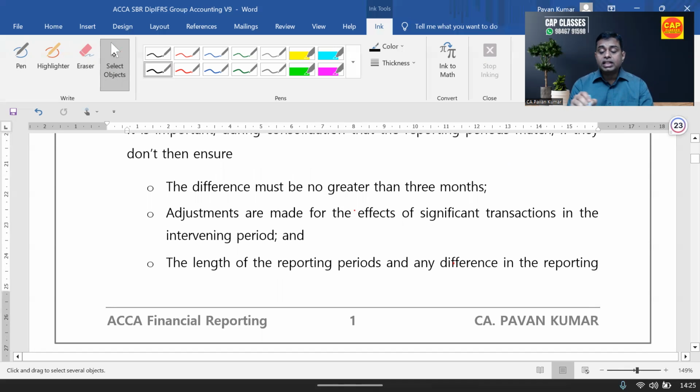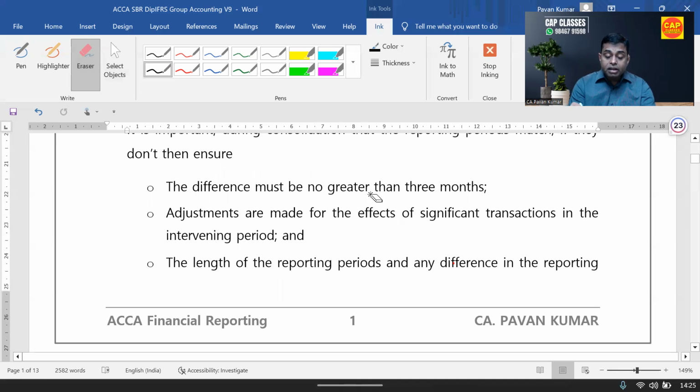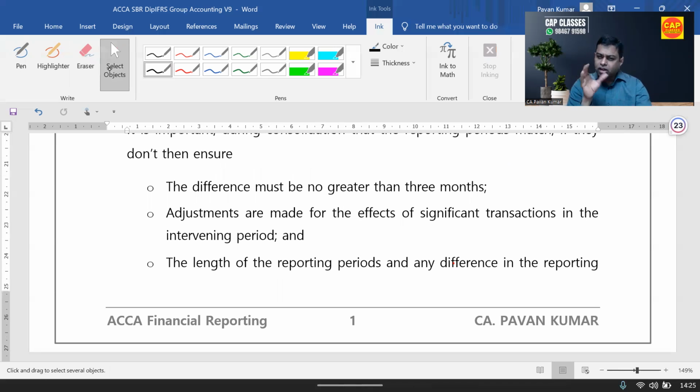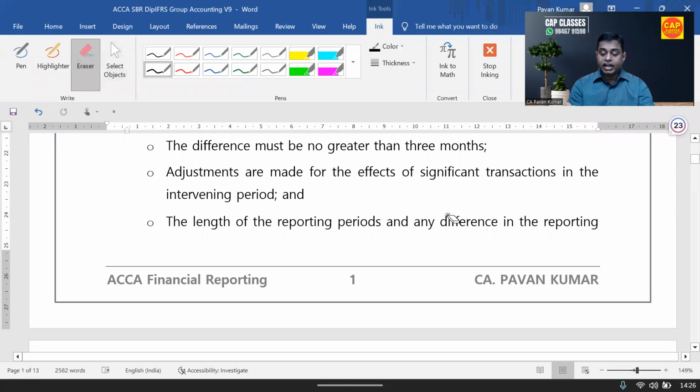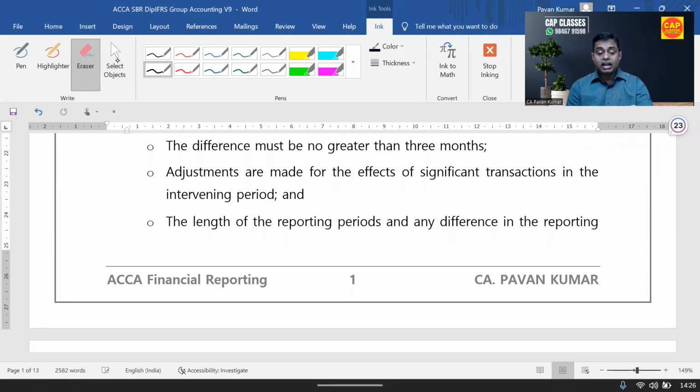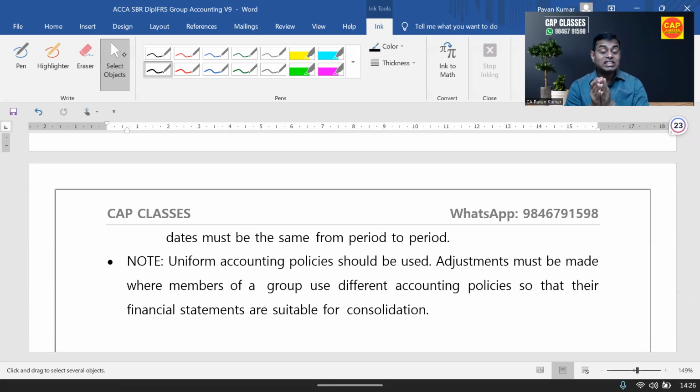So what is the first one? The difference must be no longer than 3 months. Okay. What is the second one? Adjustments are made for the effects of significant transactions in the intervening period. That means 3 months, 1 month, 2 months, 3 months, whatever it is. The length of the reporting periods and any difference in reporting dates must be the same from period to period. Means you should follow consistency.